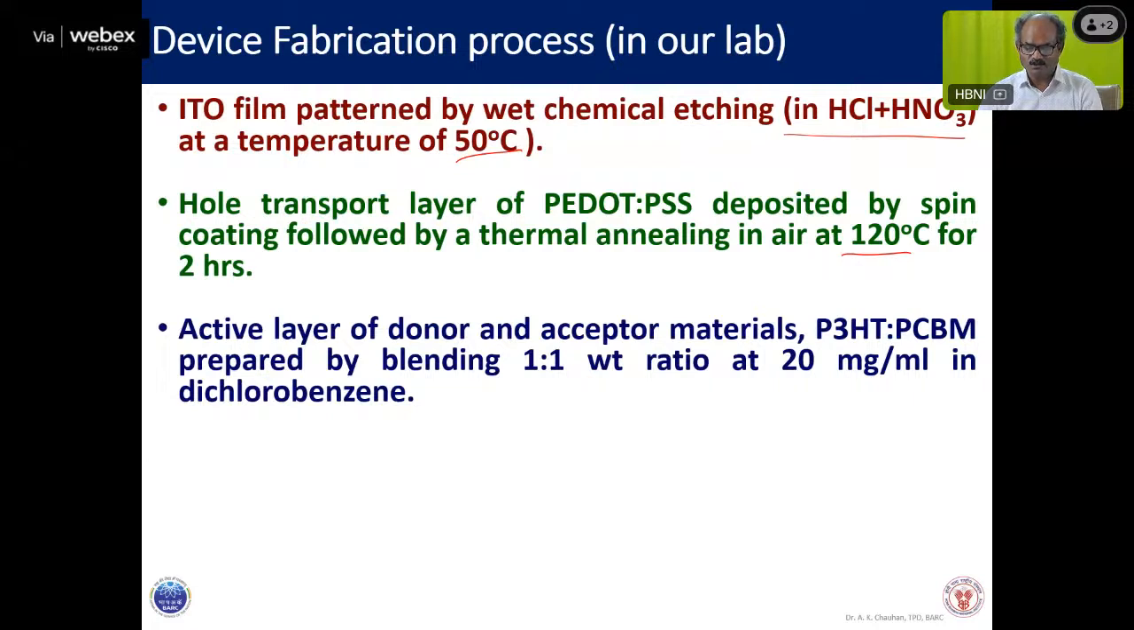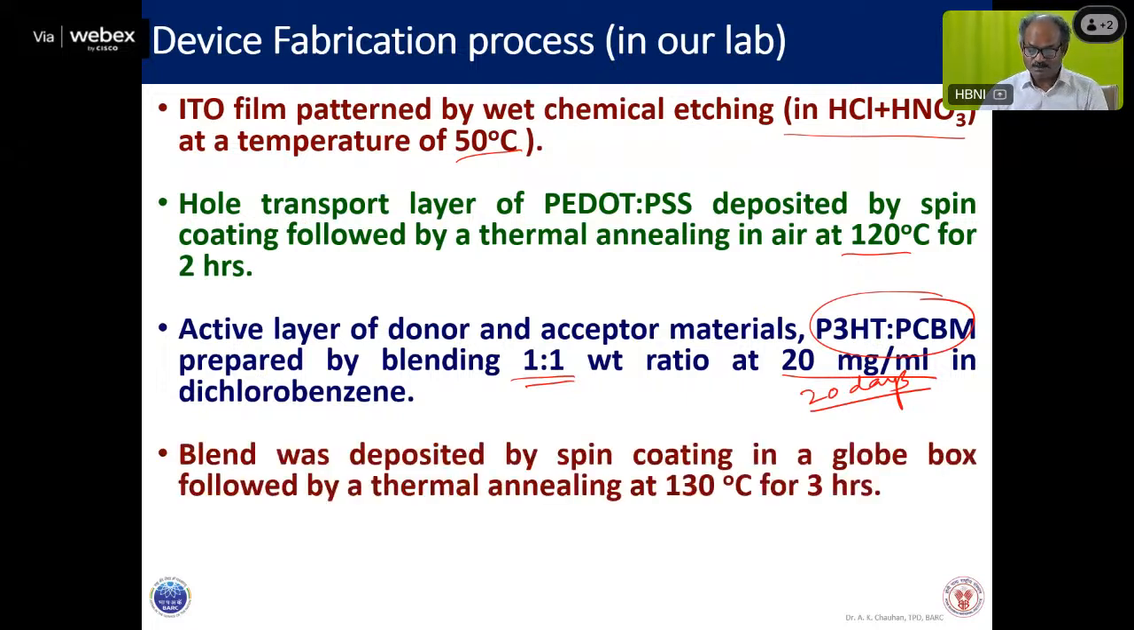Then the active layer of donor and acceptor materials, that is P3HT and PCBM, are blended together in a 1:1 ratio, at about 20 milligram per ml in trichlorobenzene. And this blending we do for about 20 days continuously using magnetic stirring.